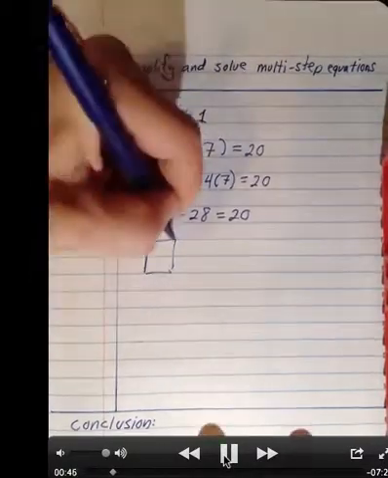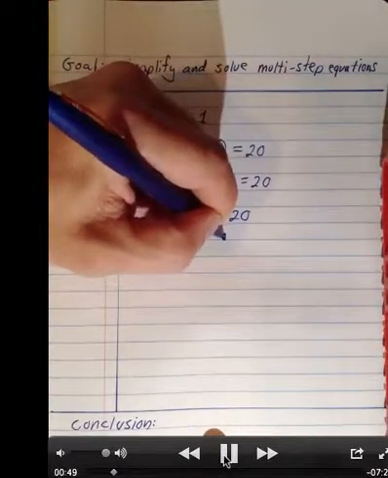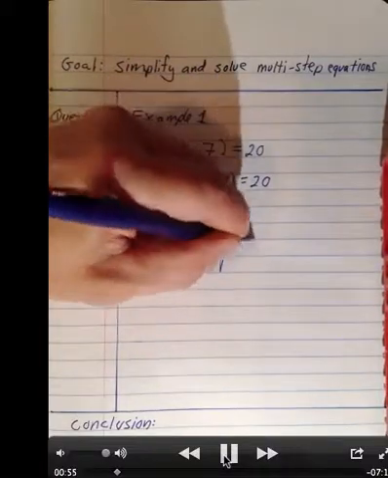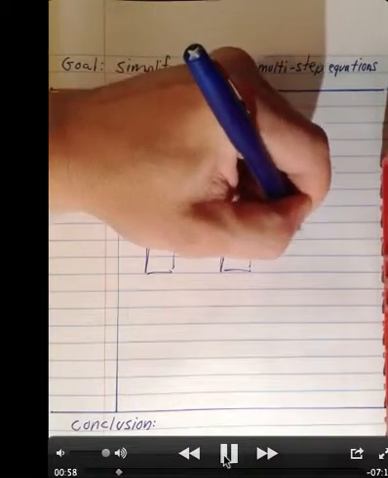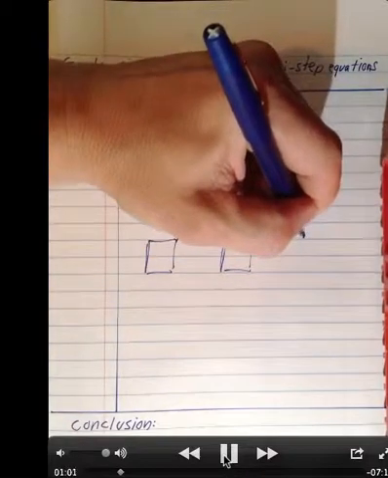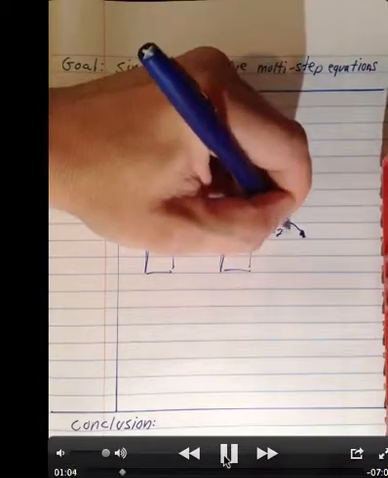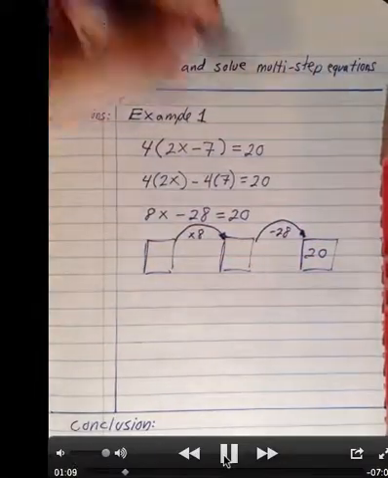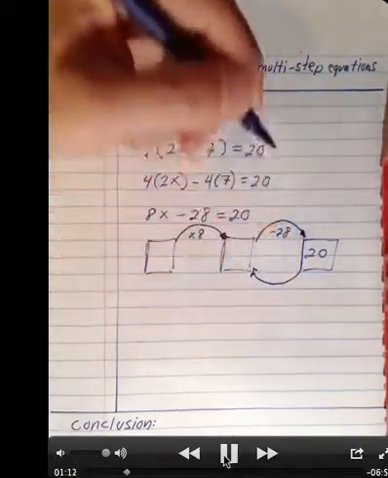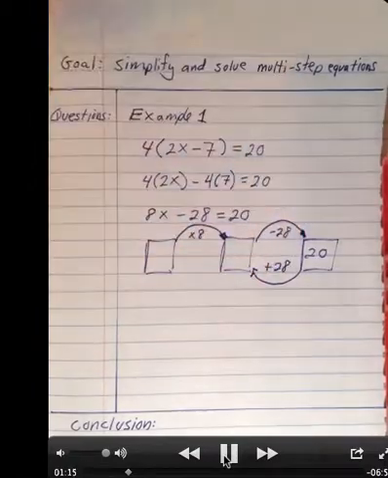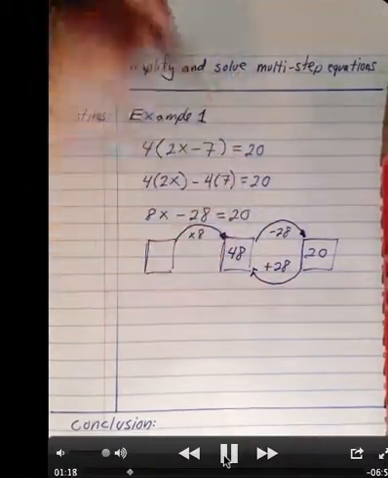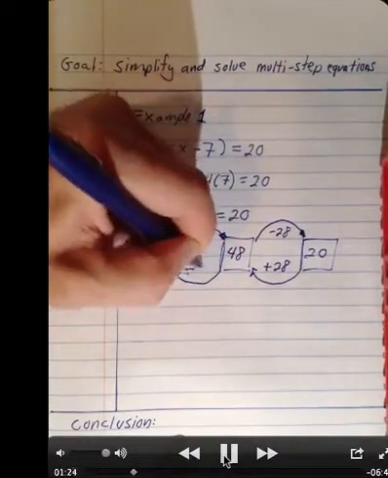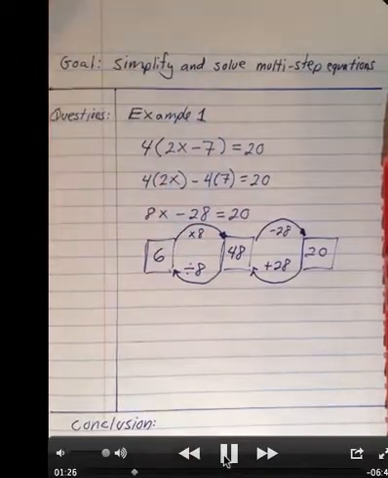There was a number. It was multiplied by 8. It became a new number. We don't know what that was. 28 was subtracted from it, and it became 20. So we'll backtrack and add 28 to get 48. 20 plus 28 is 48, and then we divide by 8, and x is equal to 6.